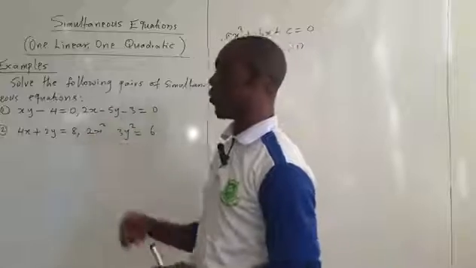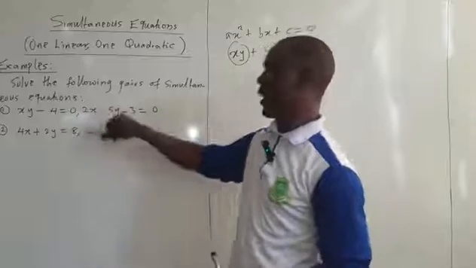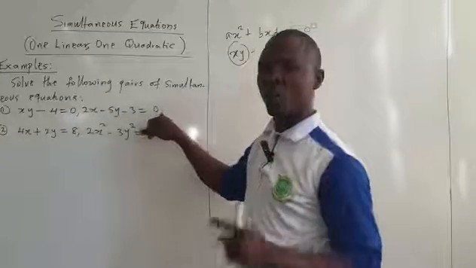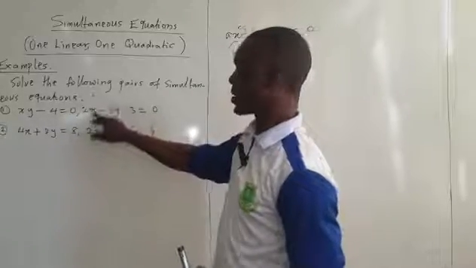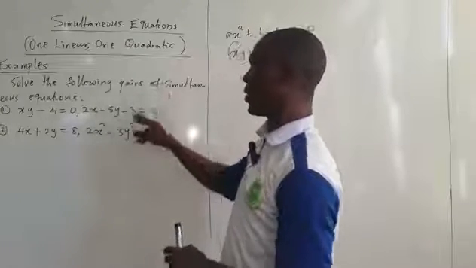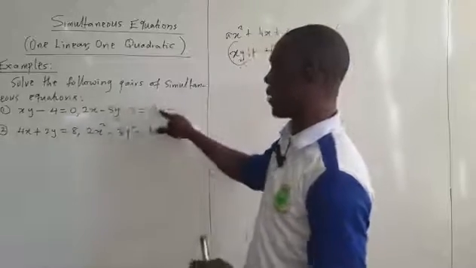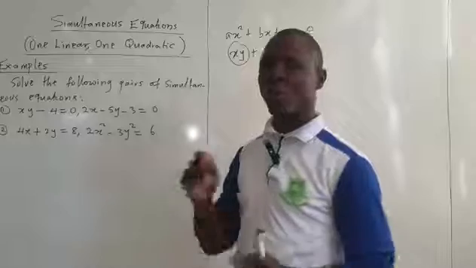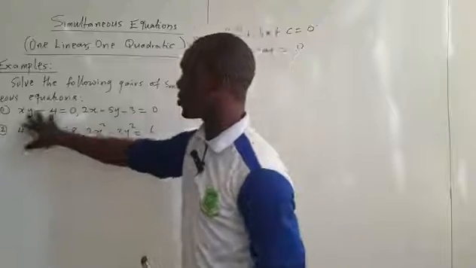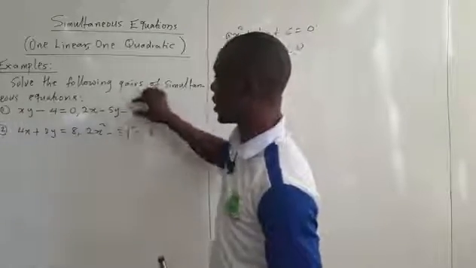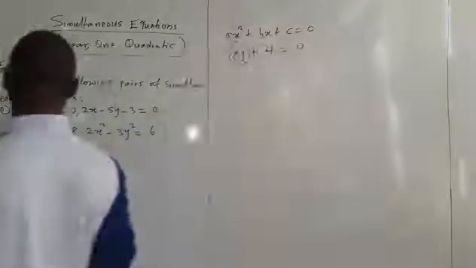If you look at this example 1, the linear equation here is the second equation, which is 2x minus 5y minus 3 equals 0, simply because the highest power of the unknown is 1. So that is 2x raised to power 1 minus 5y raised to power 1 minus 3 equals 0. While the quadratic equation is xy minus 4 equals 0. So the quadratic equation is the first one, while the linear equation is the second one. That is from the topic given. So let's go to the solution.